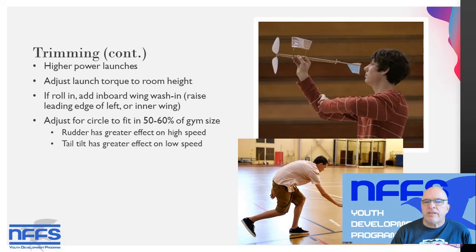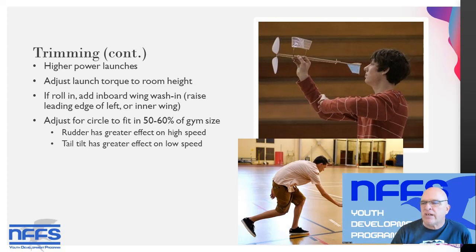You want to adjust the circle of the flight path to fit in 50 to 60% of your gym size. So if it's a 50-foot wide gym, you want to fit in about a 30-foot diameter circle. The rudder offset, or the steering, if you will, the yaw control at the back of the plane, will have a greater effect at your high torque or high speed flight.